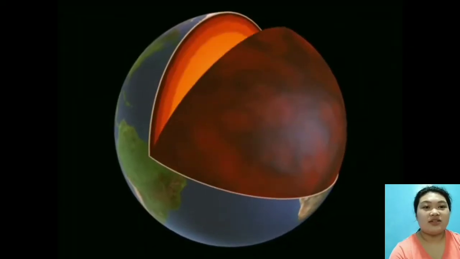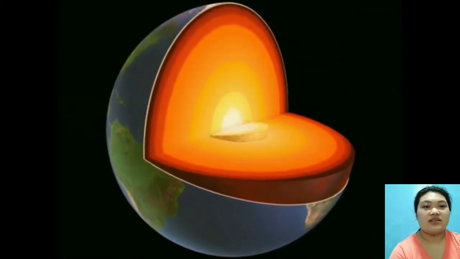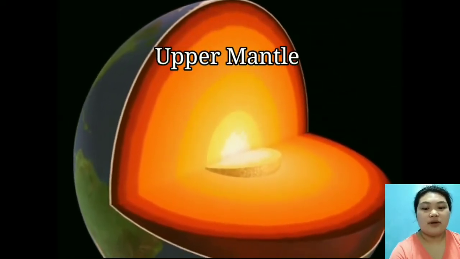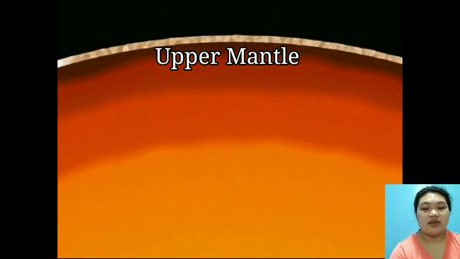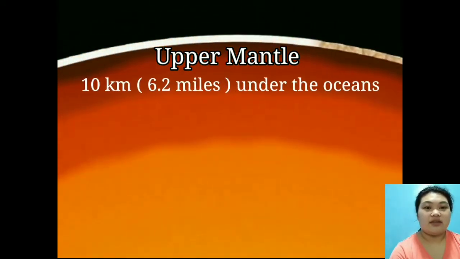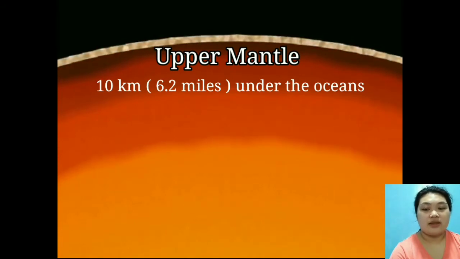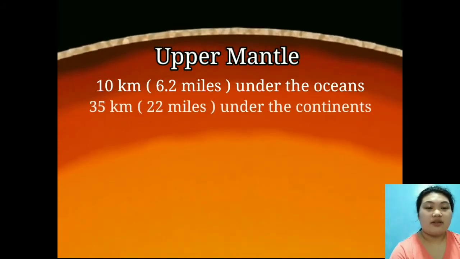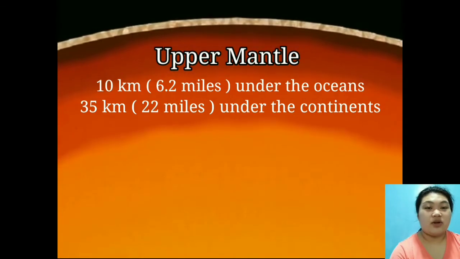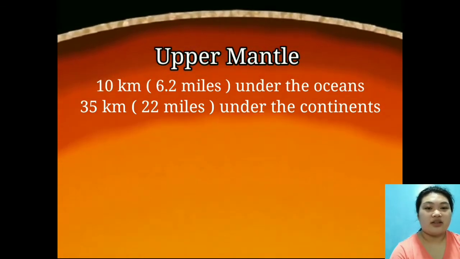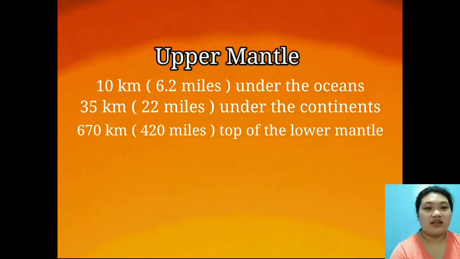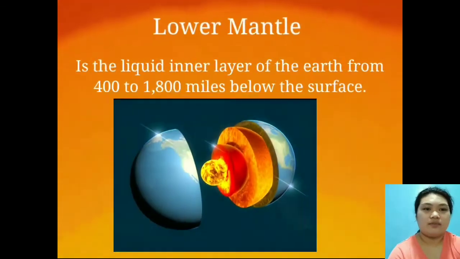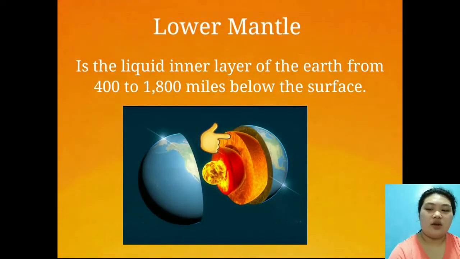There are two distinct sections of the mantle. The first one is the upper mantle. The upper mantle is a very thick layer of rock inside the planet. It begins beneath the crust at about 10 kilometers or 6.2 miles under the ocean and about 35 kilometers or 22 miles under the continents, and ends at the top of the lower mantle at 670 kilometers or 420 miles. And the next one is the lower mantle.